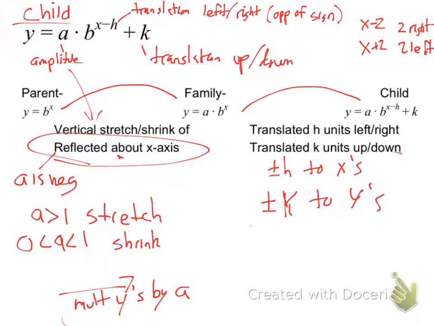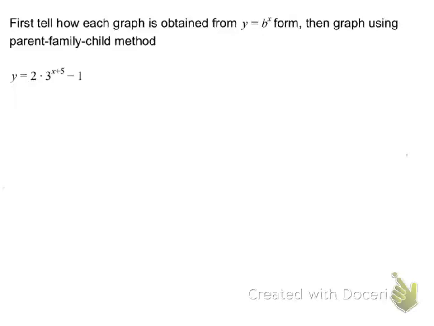Okay? So let's get into a problem. This problem here, which is y equals 2 times 3 to the x plus 5 minus 1. Again, looks complicated. I call that the child. I'm going to do a two-pronged approach to this one.